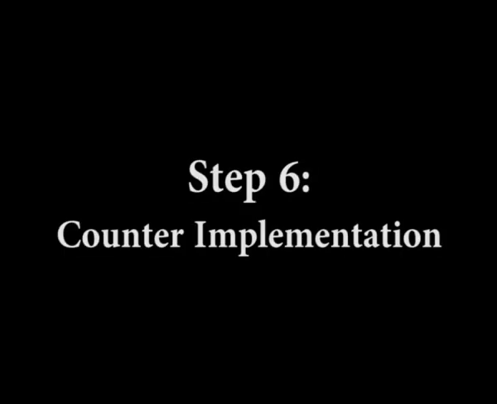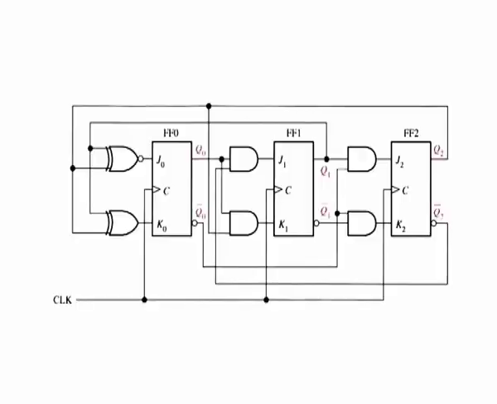Counter implementation. The final step is to implement the combinational logic from the expressions for the J and K inputs and connect the flip-flops to form the complete 3-bit gray code counter as shown in the figure. A summary of steps used in the design of this counter is given here. In general, these steps can be applied to any sequential circuit.